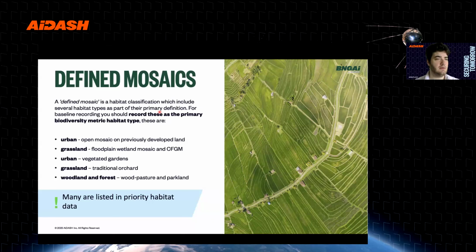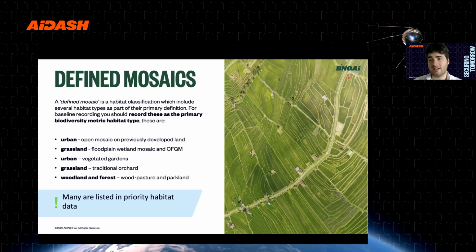So, in the statutory metric, the metric says that we need to record these mosaics, these five defined mosaics, as the primary biodiversity habitat type in the metric. And as we map those things for the metric, we should have a map which shows that these habitats maybe are over this large area, and not break that down into the smaller parts.